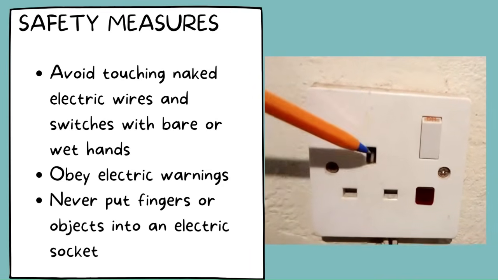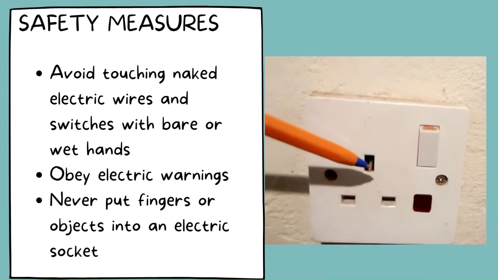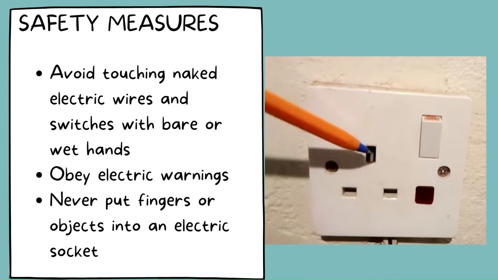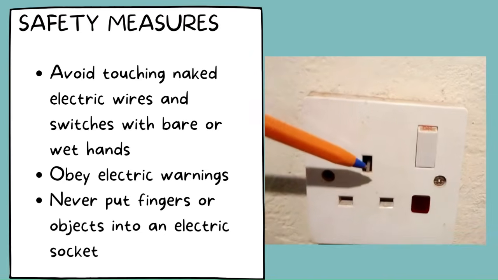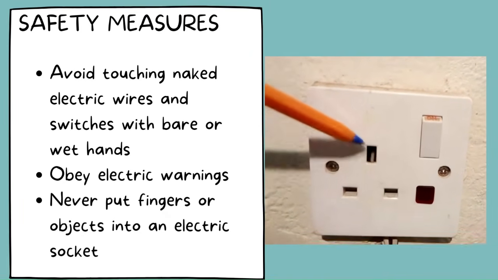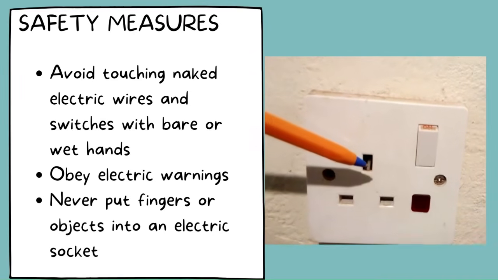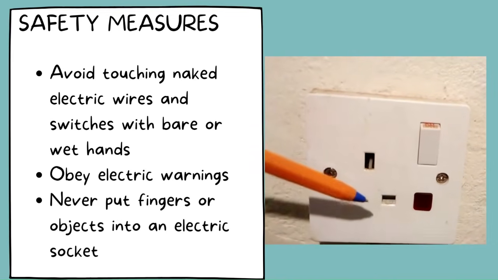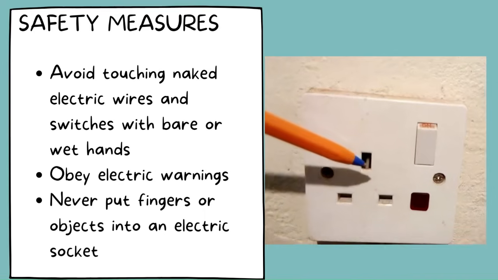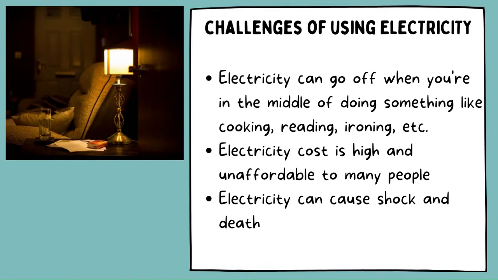What are some of the safety measures to observe? First, avoid touching naked electric wires and switches with bare or wet hands. Also, obey electric warnings. If a warning says, "Do not touch with wet hands," make sure to obey it. Third, never put fingers or objects into an electric socket. Many people try to plug their mobile chargers into a socket using a pen, as you can see here. That is wrong.